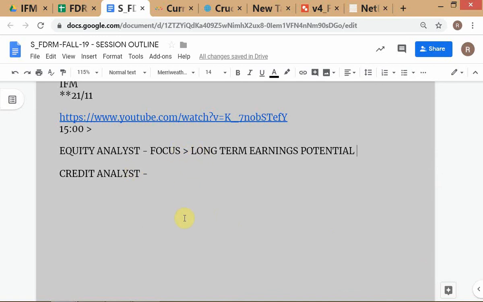Same company, same financial statements, same industry analysis, same sector analysis. Okay. Business strategy analysis, everything is the same, but the perspective is different. The equity analyst is concerned with long-term earnings potential, so to some extent their analysis then tends to go into some other areas. Okay, but the credit analyst is basically here, his focus is short-term.